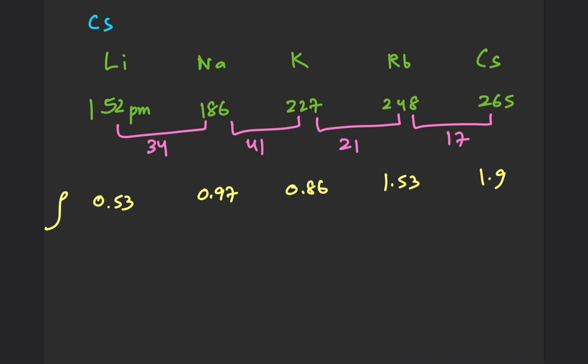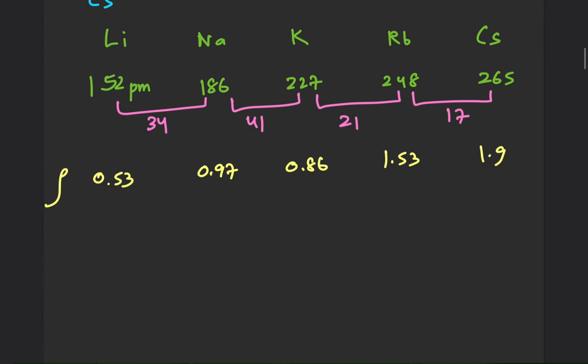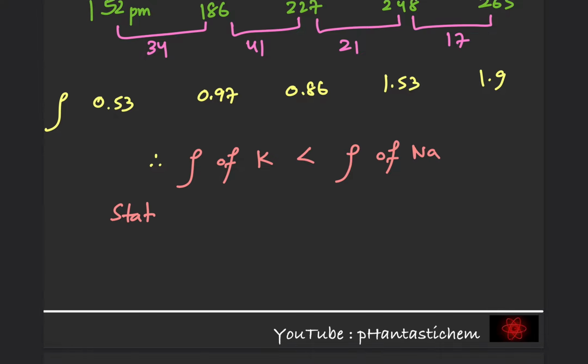Okay, so can you see there is an abnormal increase in size of potassium from sodium. So sodium size is 186 picometer, potassium is 227. So there is a very high increase in size, 41, okay, which is more than the increase in mass from sodium to potassium. So therefore density decreases from sodium to potassium. Okay, so therefore density of potassium is less than density of sodium. So therefore the statement C is incorrect.